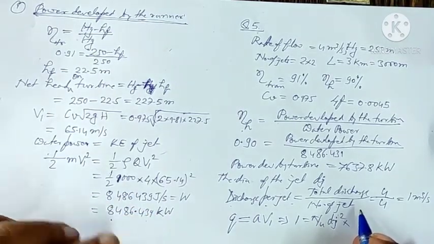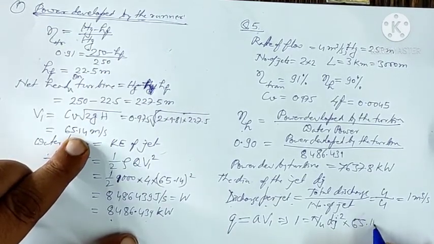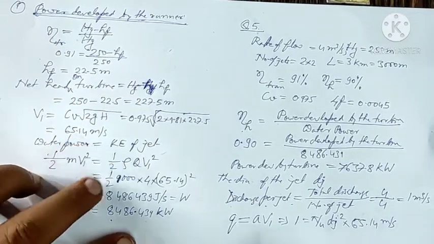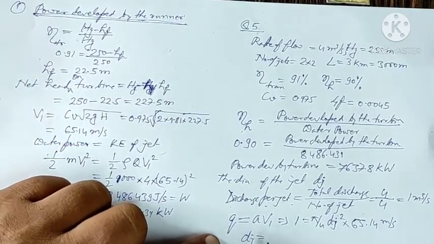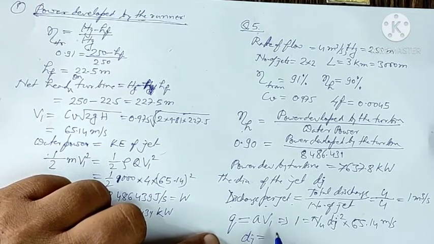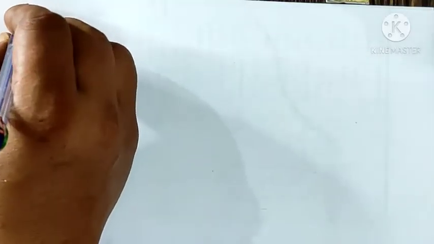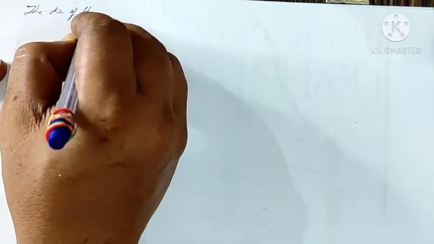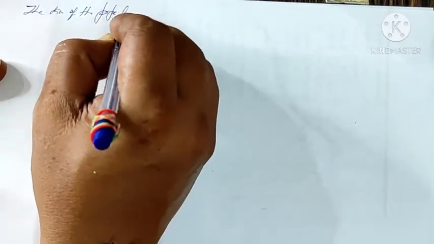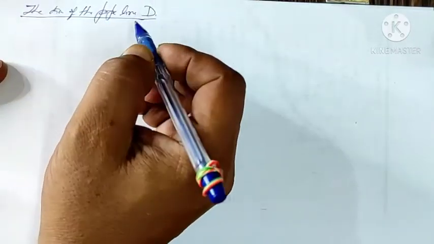V1 we had calculated as 65.14 meter per second. So from this we can calculate the diameter of the jet as 0.14 meter. Now in the question it is asked to find out the diameter of the pipeline, that is the penstock diameter.